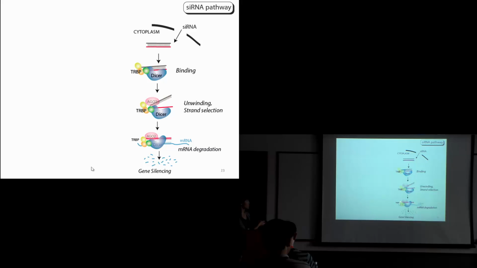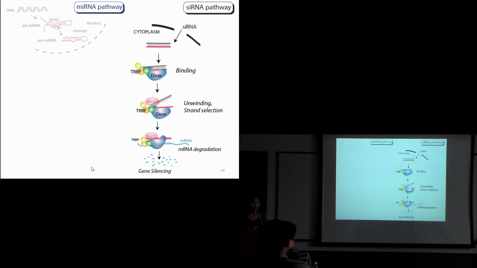And then Argonaute, actually as a main player, goes to the target gene, finds it, anneals, and makes a pairing between this guide strand and the mRNA. Then there's a degradation machinery that comes and chews up the RNA. So that's how the silencing occurs. So it's very simple, and to me, it's still magical how this happens.